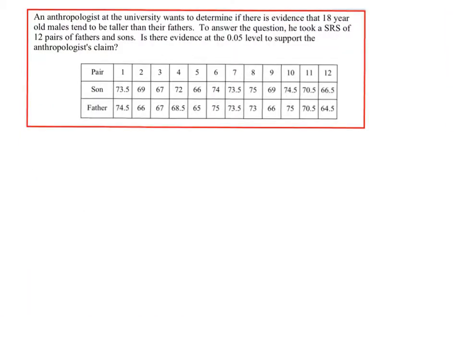In this example, an anthropologist at a university wants to determine if there is evidence that 18-year-old males tend to be taller than their fathers. To answer this question, he took a simple random sample of 12 pairs of fathers and sons. Is there evidence at the 0.05 level?